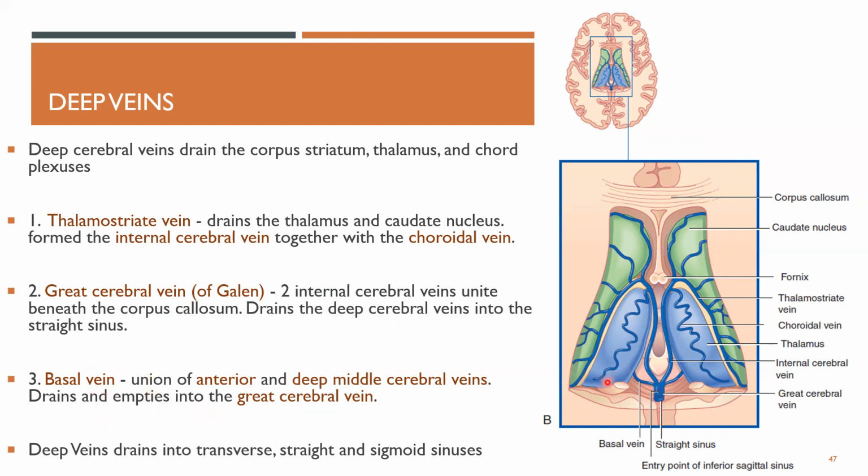Then you have your basal vein, which is this one. It is the union of the anterior and deep middle cerebral veins, and it drains and empties into the great cerebral vein of Galen also. The deep veins drain into the transverse, straight, and sigmoid sinuses. So these are the different veins that drain the deep part of the brain.